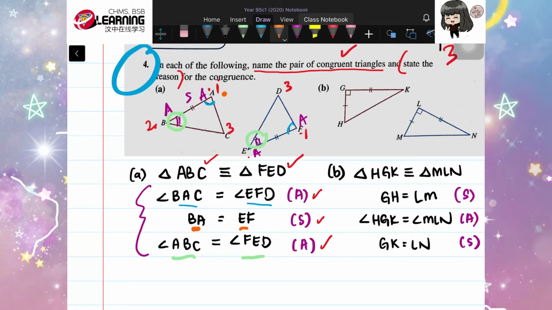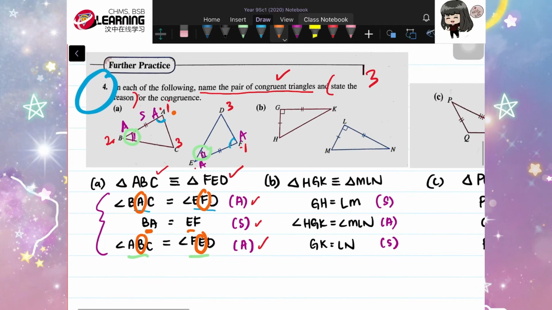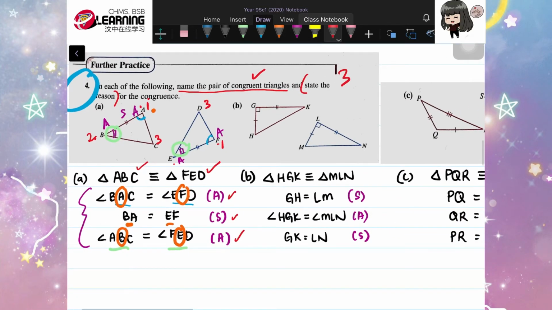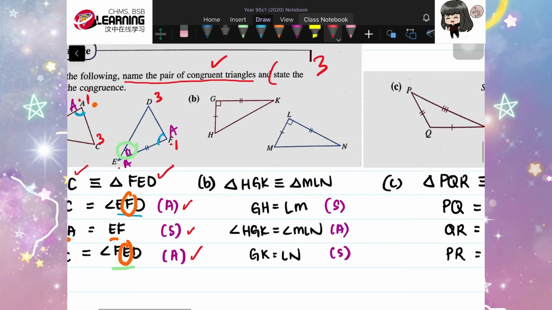Order is important. The one in the middle here is important. So if you write CAB, then this one must be DFE, because angle A and angle F are the same, and angle B and angle E are the same. Please tick and do correction if it's wrong. So let's look at part B.